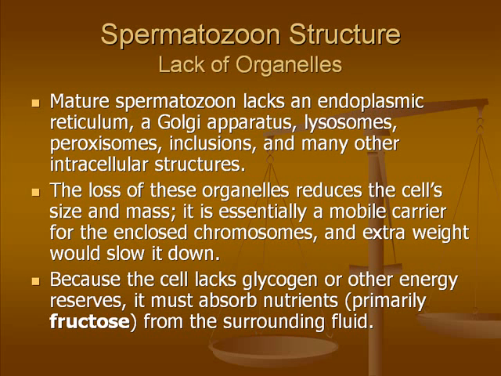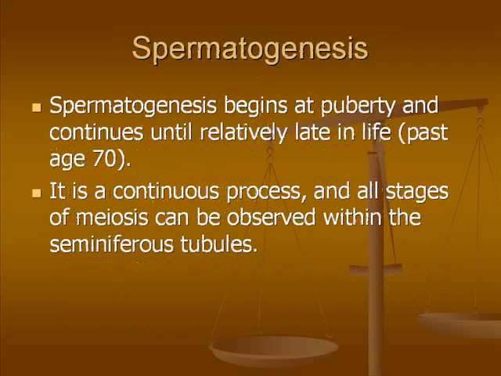Because the cell lacks glycogen or other energy reserves, it must absorb nutrients, primarily fructose, from the surrounding medium. And I think fructose is on the test as well, if I remember correctly. Something about fructose being the energy reserve. Spermatogenesis begins at puberty and continues until relatively late in life; in men you can see it extends to around the age of 70, some a little bit longer, some a little bit less.